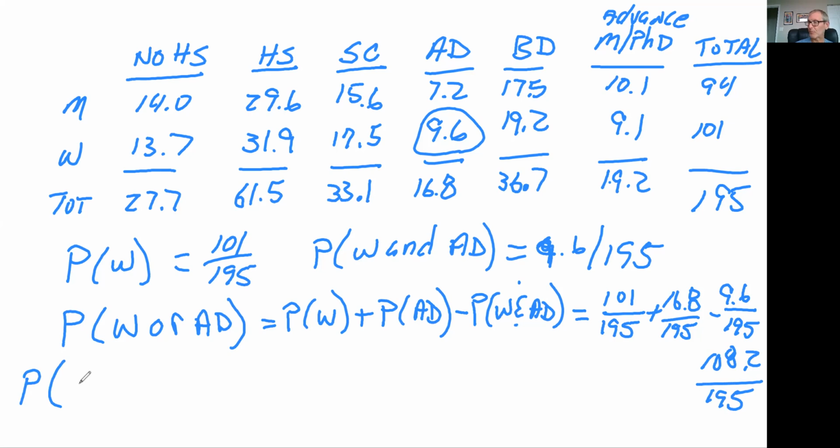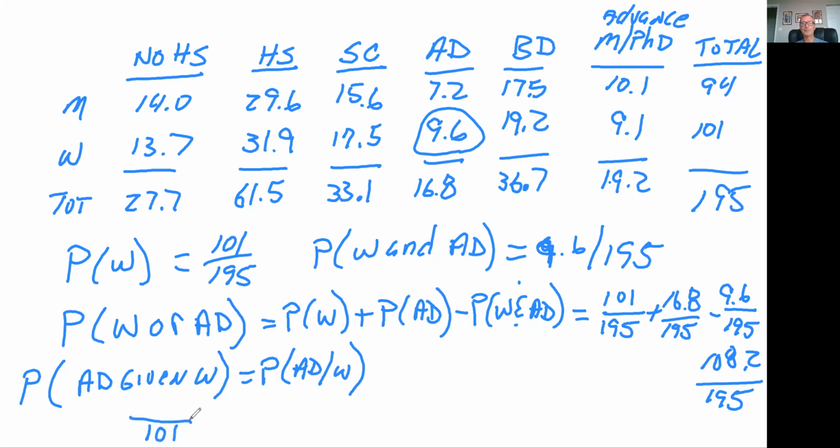Probability of associate's degree given you're a woman. So the way we write that is probability of associate's degree given you're a woman. So before we do the fancy calculation, let's do the logical calculation. So we changed the sample space to all women, got rid of the men. So what do we put on the bottom? 101. What do we put on the top? The associate's degree. And so we're just using column or row 2 now. And so that would be 9.6.